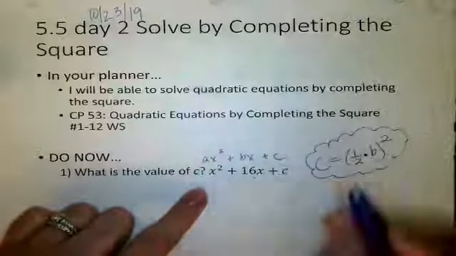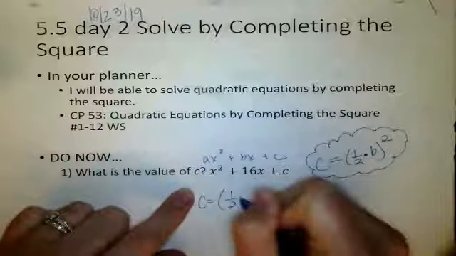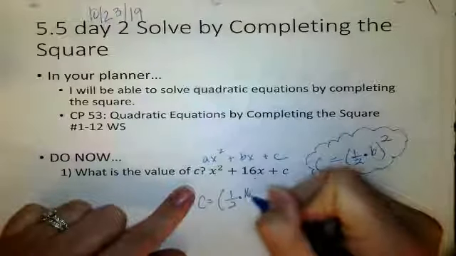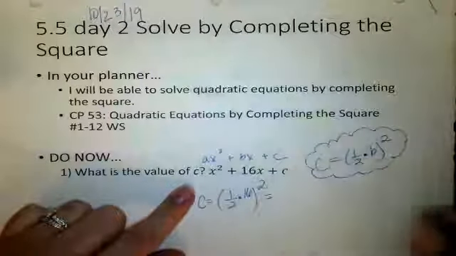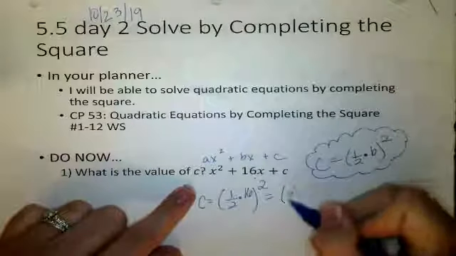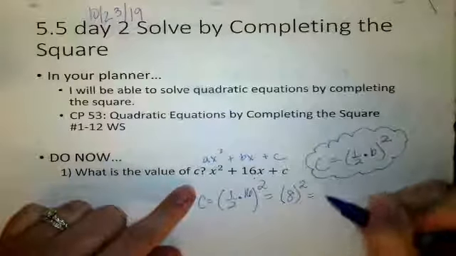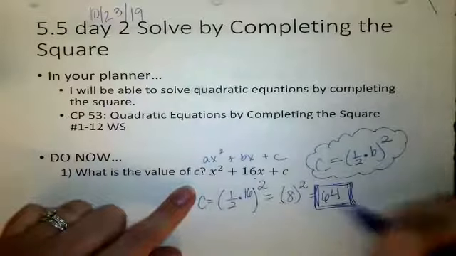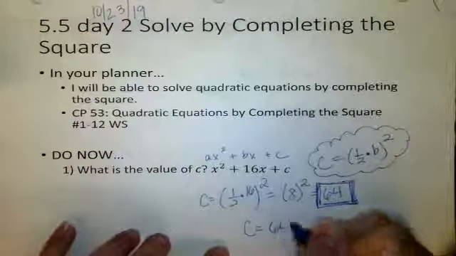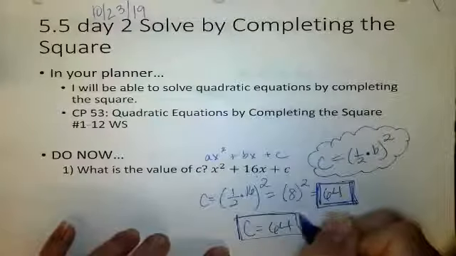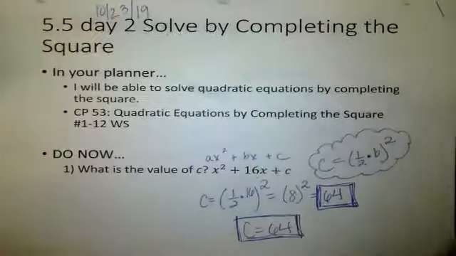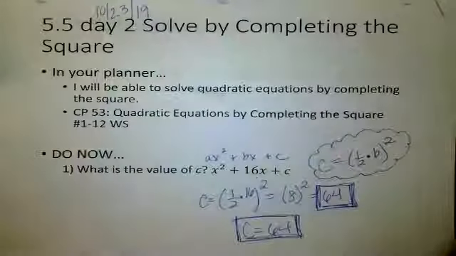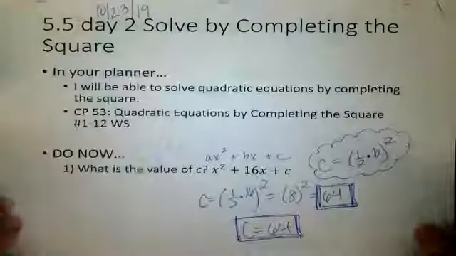For this particular problem, C would be half of what? Half of 16, yeah, quantity squared, the number in front of X. What is half of 16? 8. And what is 8 squared? 64. So today, finding that C value was what I was asking for. C equals 64, okay? So we are combining what we did yesterday, completing the square, and the square root method, and that's how we end up solving by completing the square.